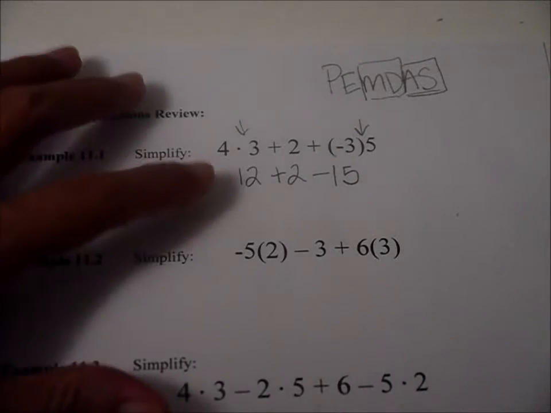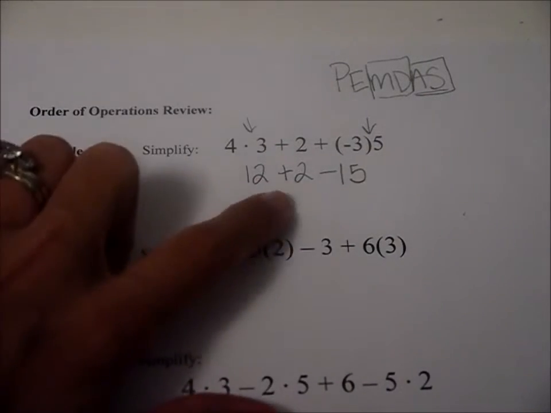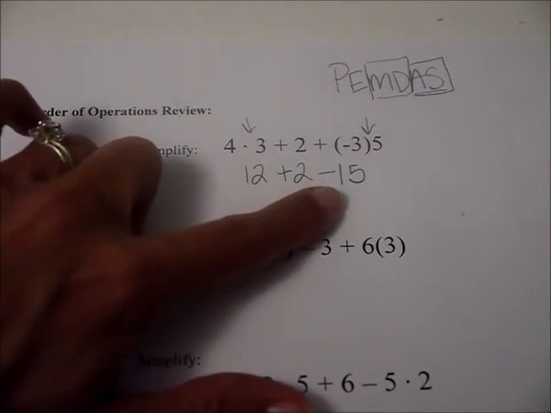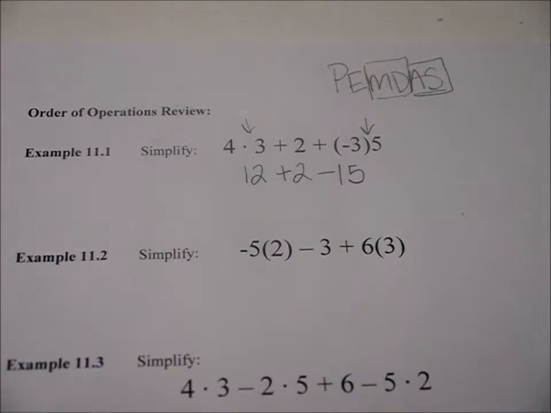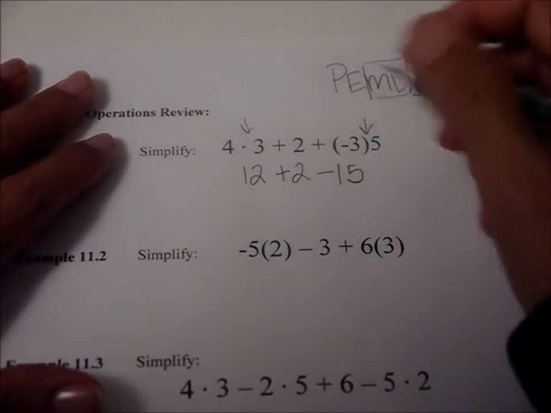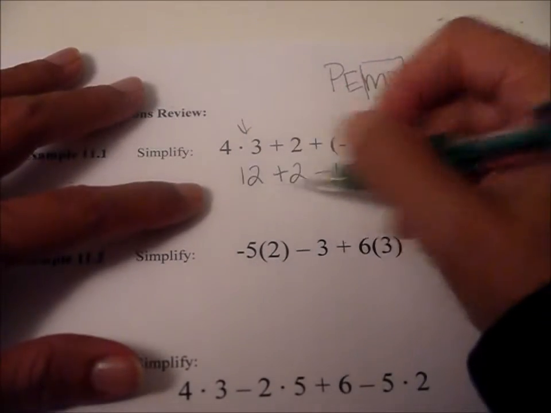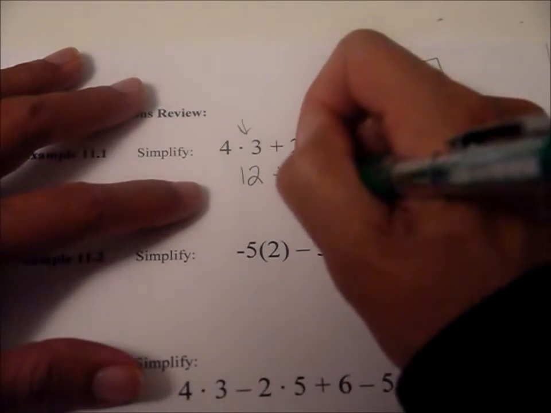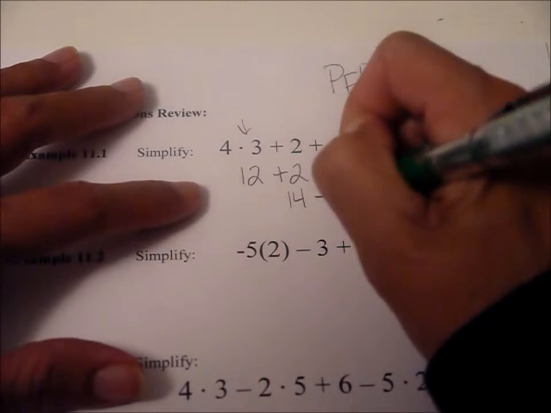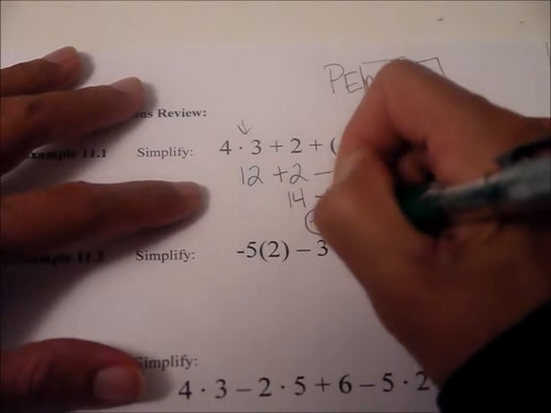Okay, and now we have addition and subtraction. So we do whatever comes first. So from left to right, I see, oh, okay. Actually, addition and subtraction, we can just call it all algebraic addition, but I'm getting ahead of myself. Let's just go from left to right. So then we get 14 minus 15, and that simplifies down to a negative 1.